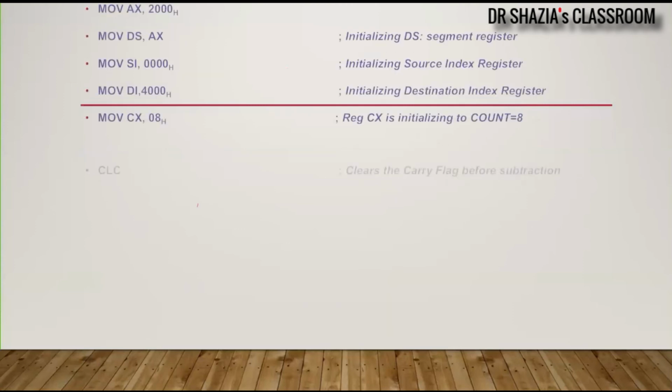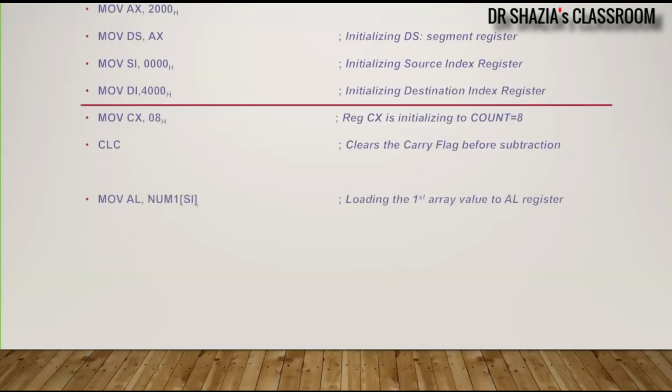Yes. So MOV AL, num1[SI]. As initially SI is 0000, it will point to the memory address 20,000 and it will load 76 onto the AL register. Next, I am subtracting with SBB, subtract with borrow. Yes. So I am subtracting num2[DI].